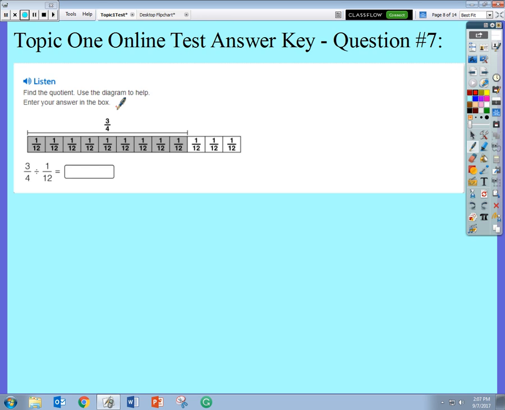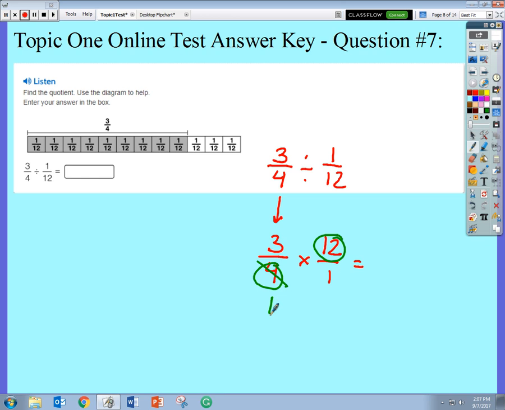Let's take a look at number 7. Find the quotient. Use the diagram to help. Enter your answer in the box. Well, let's just take a look first here, and it says 3/4 divided by 1/12. All right, we know that the first fraction stays the same. We take the reciprocal of the second one, which in this case is 12/1. I'm going to use a little cross reduction. I see that 4 and 12 have a common factor of 4. 4 goes into 4 once. 4 goes into 12 3 times. 3 times 3 gives me an answer of 9.